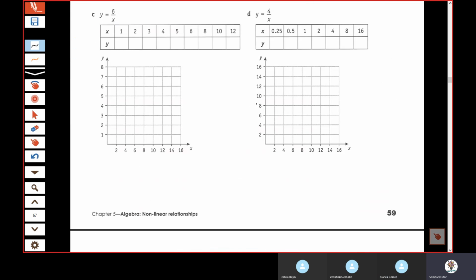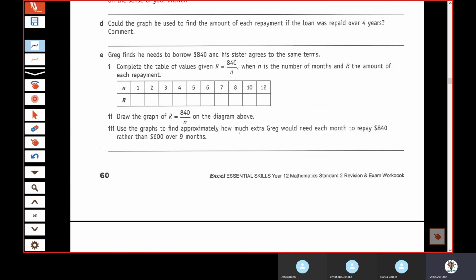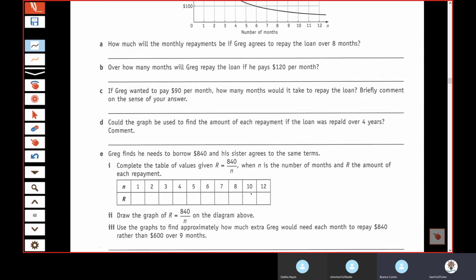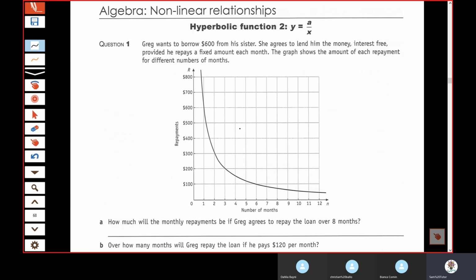All right, I'm just going to move on because I know these are easy. It's more of the application questions that we want to look at. So let's look at this one. Greg wants to borrow $600 from his sister. She agrees to lend him the money, interest-free, provided he repays a fixed amount each month. The graph shows the amount of each repayment for a different number of months.